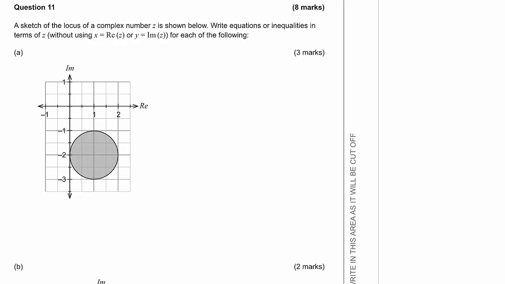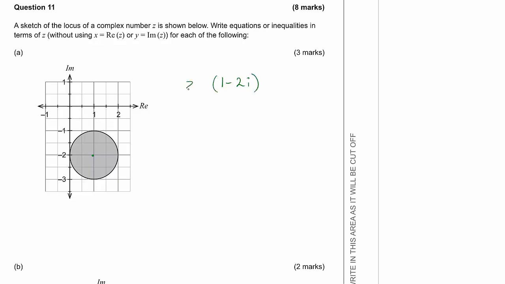A sketch of the locus of a complex number z is shown below. Write equations or inequalities in terms of z without using Re z or Im z for each of the following. So here we have a circle, and the centre we can see is at 1 minus 2i.